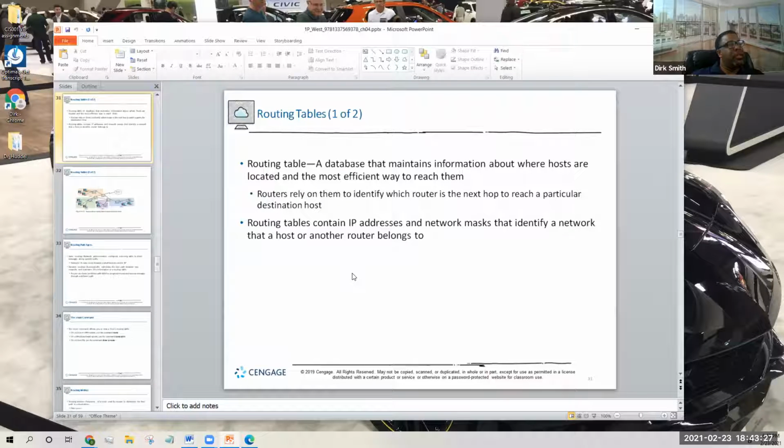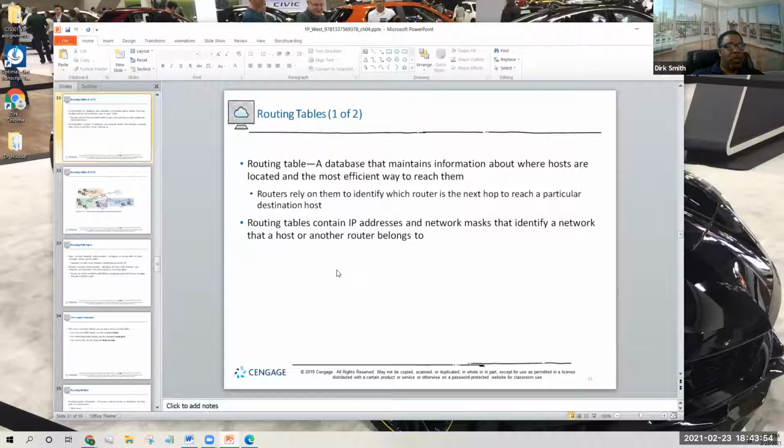They do have routing tables. Routing tables are a database that maintains information about the host and the network. I don't think the book gave an example of that. Routers rely on them to identify which router is the next hop to reach a particular destination. So that's what the routing tables do.